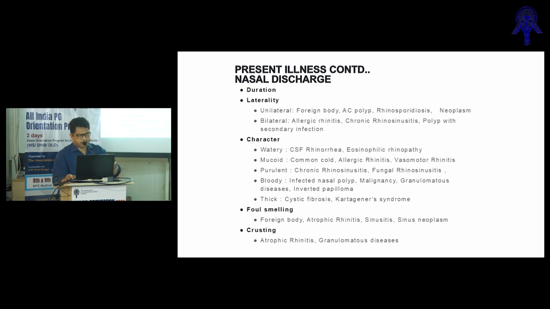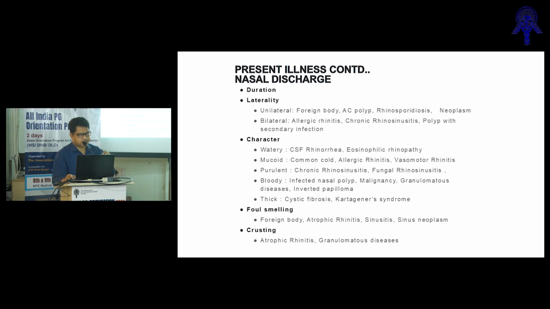Again, coming to the character of the discharge, it may be watery. CSF rhinorrhea and eosinophilic rhinopathy all present as watery rhinorrhea. There is a differentiating point that comes under clinical examination. How do you differentiate CSF rhinorrhea from a mucoid type of discharge? There is the handkerchief test. Second is mucoid. Third, purulent, bloody, blood-stained discharge, and thick discharge.